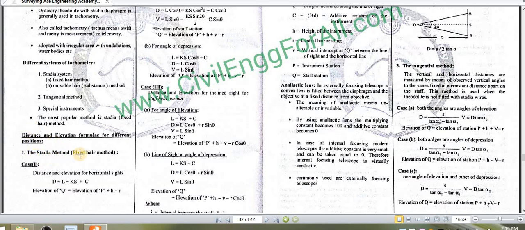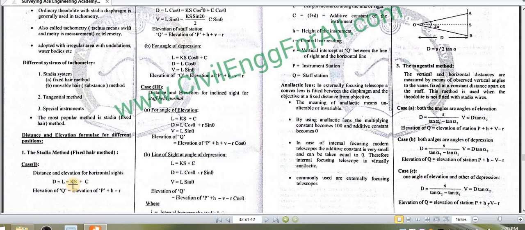The first method is your stadia method, the fixed hair method. In this, if you want to find out the horizontal distance, that is, the horizontal line of sight, if you have an object on plain ground and you want to find the horizontal distance between them, then for the distance and elevation for a horizontal line of sight, you can use this formula: D equals Ks plus C. Where K is your multiplying constant, S is your stadia intercept, that is, your top hair reading minus bottom hair reading, and C is your additive constant. If you have these three values, you can easily find out the horizontal distance.